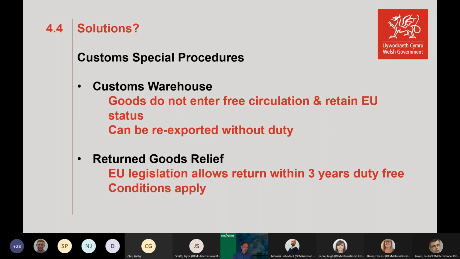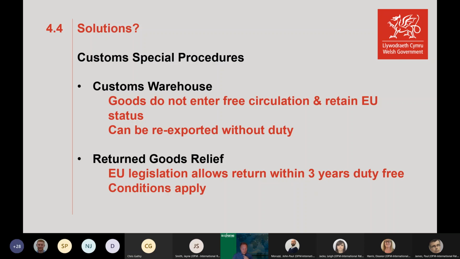And another potential solution which has been bandied around and suggested is using a process which the EU has called returned goods relief. So this is under EU legislation. It allows any goods that are from the EU, have been exported from the EU, to return there within 3 years, duty-free. But there are conditions which apply. There can't have been any transformation of the goods apart from normal repair or restoration or maintenance on it. And you need to show the original import documentation.